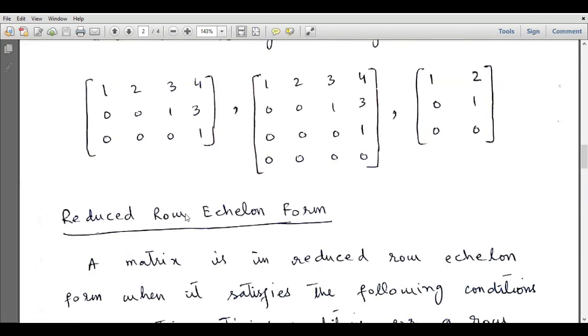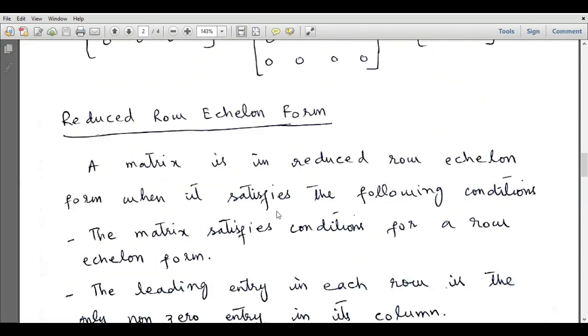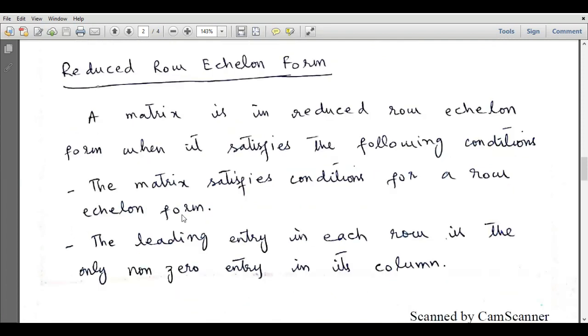Now we will discuss reduced row echelon form. A matrix will be in reduced row echelon form when it satisfies the following conditions. The first condition is that the matrix satisfies the conditions for a row echelon form. So the matrix must satisfy all the conditions of a row echelon form. And the next condition which must also be satisfied is that the leading entry in each row is the only non-zero entry in its column.